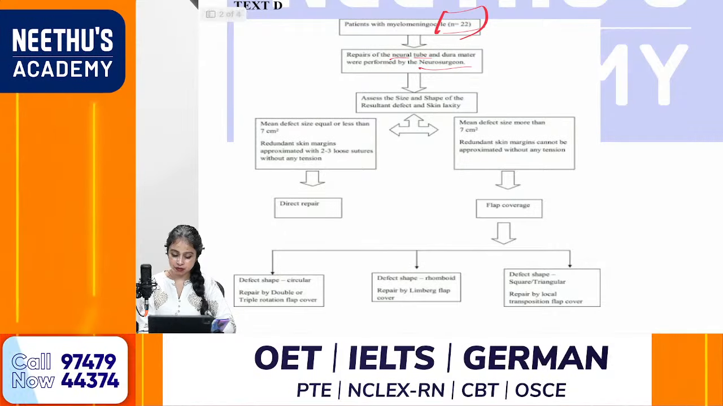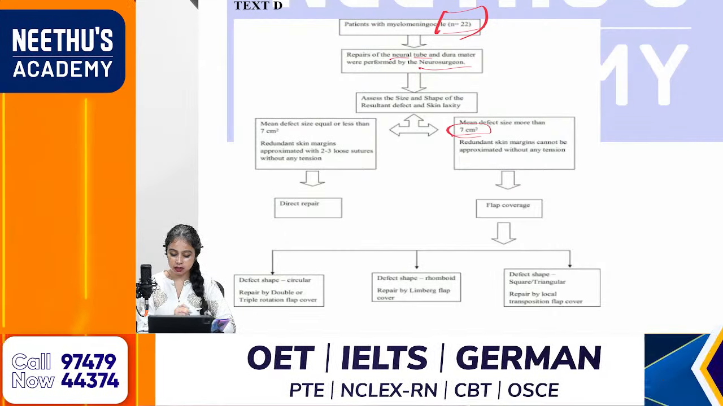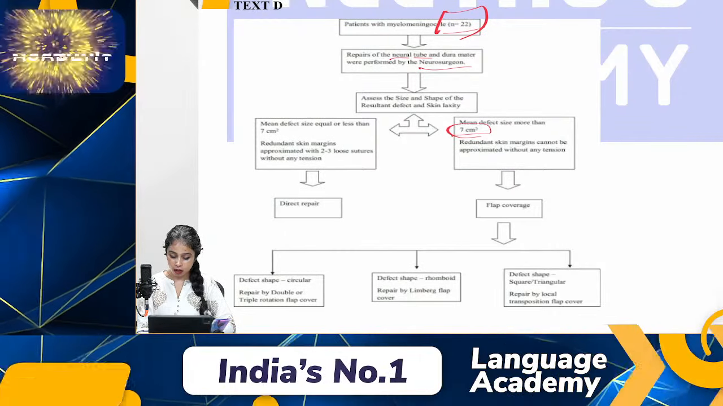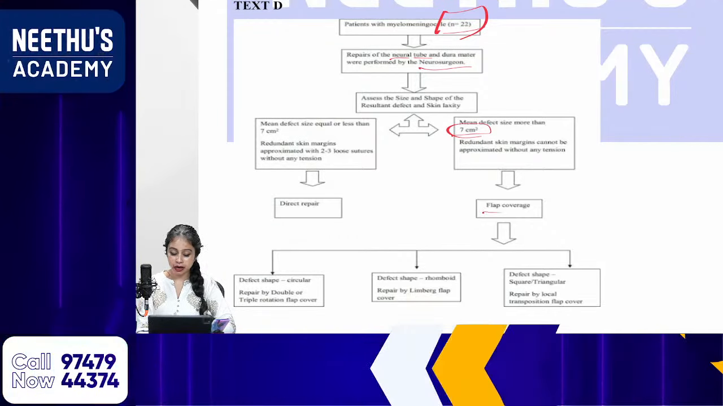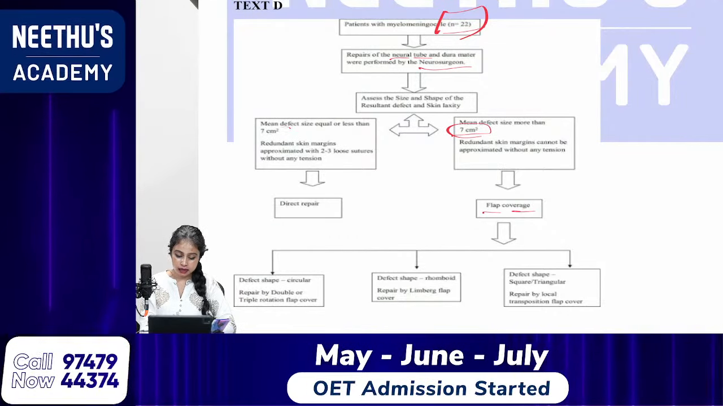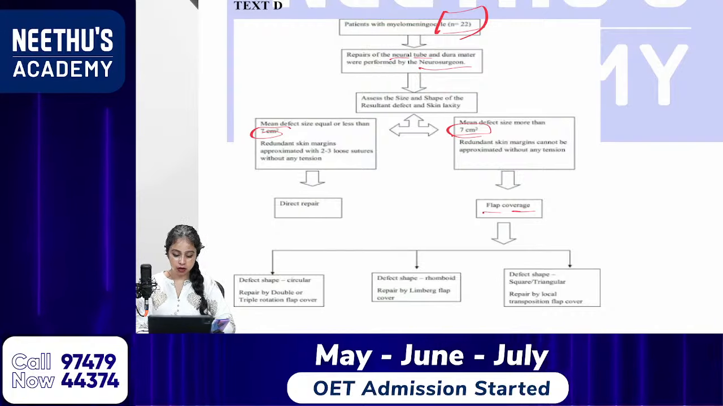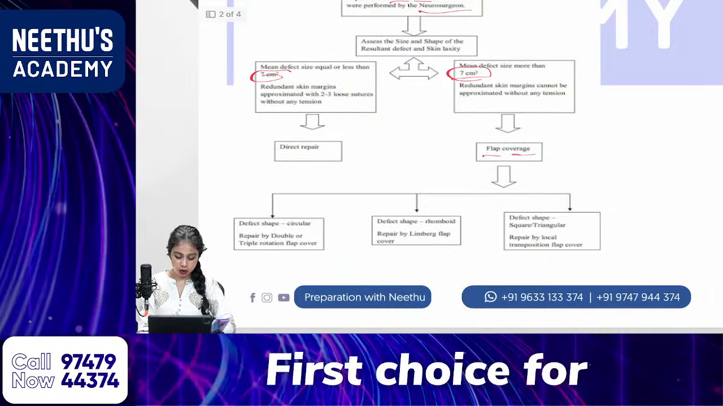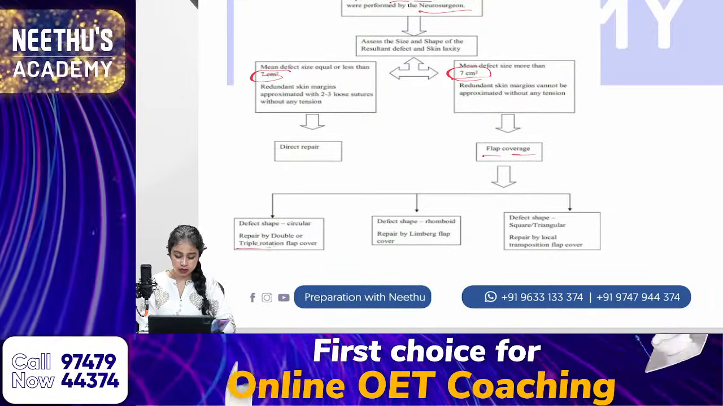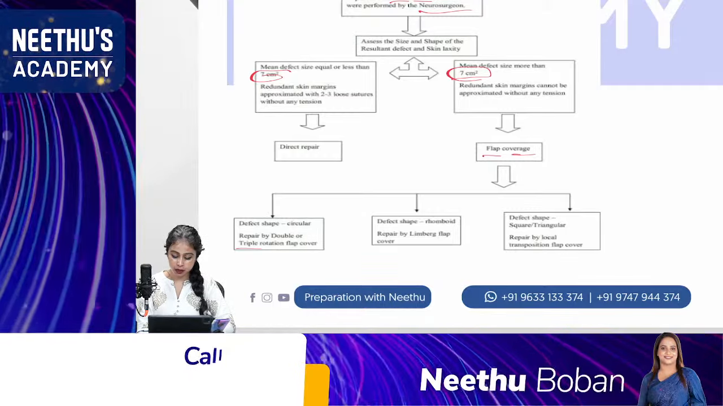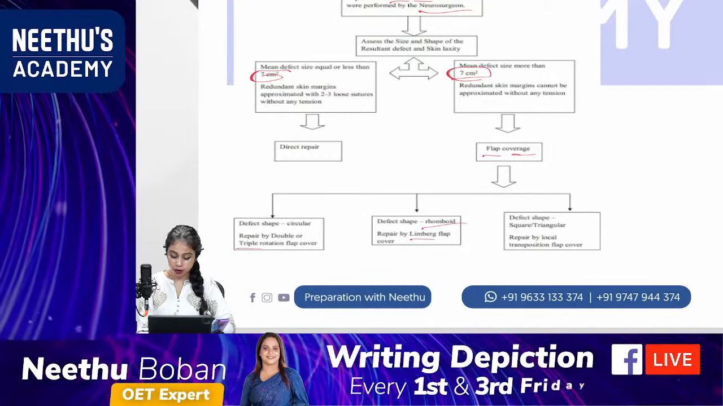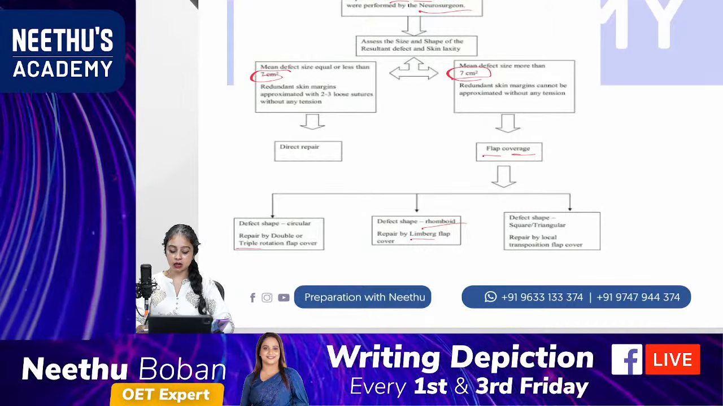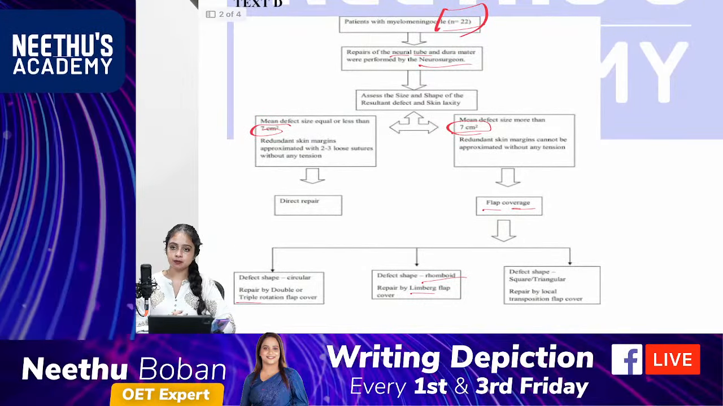Then 7 centimeter square. Margins cannot be approximated without any tension. Flap coverage. Then again 7 centimeter square. Then what else? Triple rotation flap cover, repair by Limberg flap cover as well as rhomboid. So these are my keywords from the pictorial.